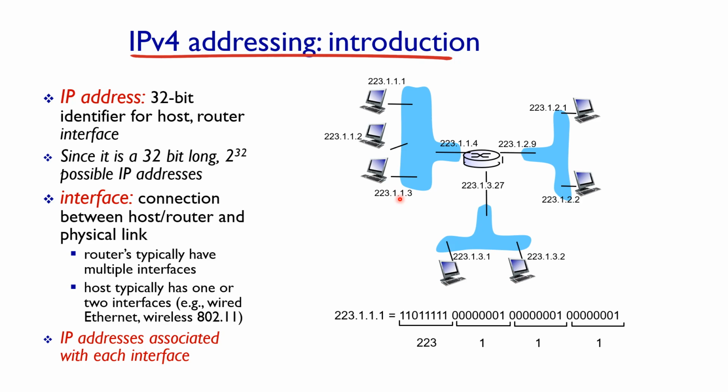The initial part, 223.1.1, the first 3 segments in the same island or the same subnet, are common and the last segment is different. That makes the uniqueness between the hosts in a single subnet.